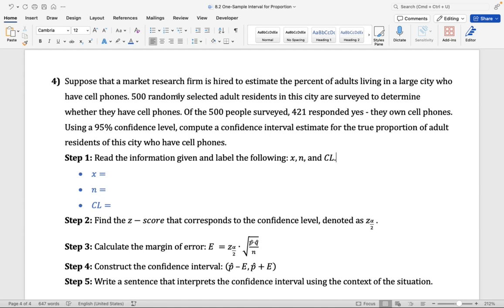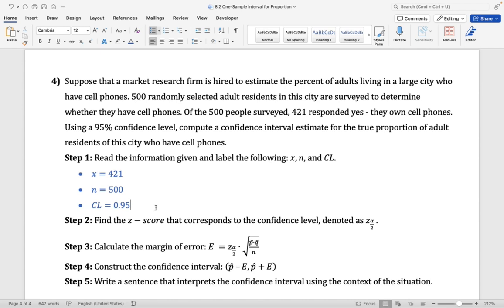So what is the value of X here? The value of X is the number of people that said, yes, I do have a cell phone. We have 421 residents who said they do have a cell phone. What is the value of N? The value of N is the sample size. The sample size here is 500. What is the confidence level? The confidence level is equivalent to 0.95, which is 95%.